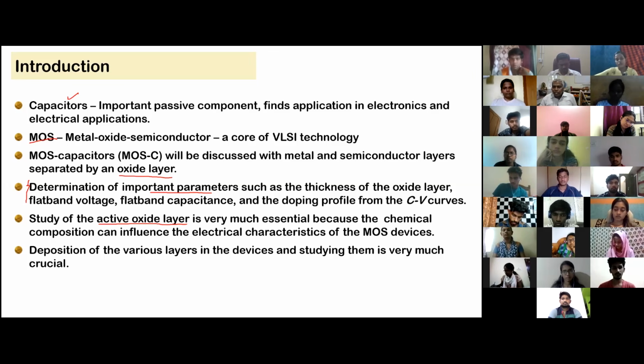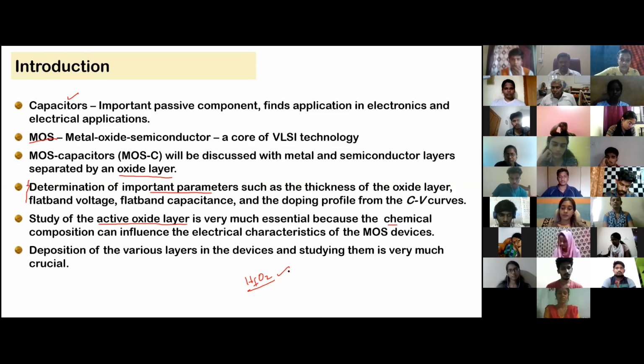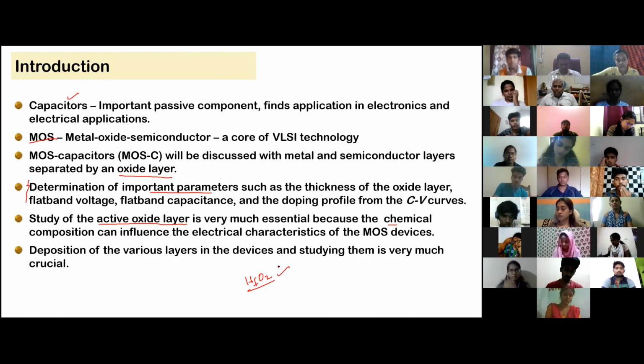Especially the chemical composition. For example, one material which is very popular is hafnium oxide. Hafnium oxide can be used as an active layer in a MOS capacitor. When you deposit a hafnium oxide film, you should understand what type of oxide it is, whether it's amorphous or crystalline, what phase it is, or whether it's stoichiometric or non-stoichiometric. All those things you need to understand, so we will see that.